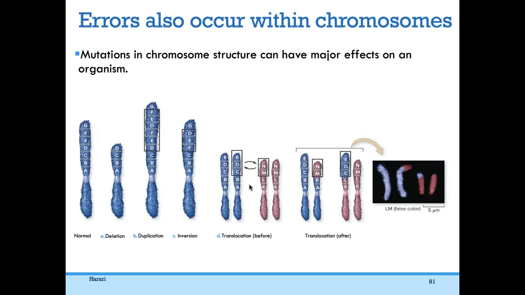The translocation can either be balanced or imbalanced. So if there's an equal swap of genes, that would be a balanced translocation. This is not an equal balance of genes. This would be called an unbalanced translocation, right? So you have extra genetic information on some and not enough genetic information on others. So translocation is pretty bad.